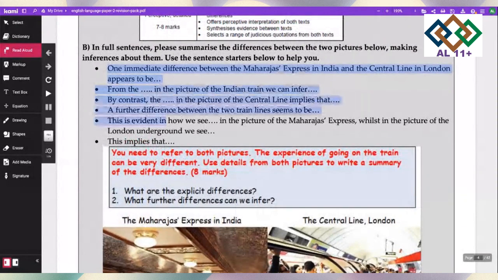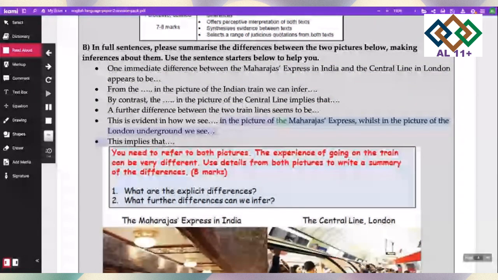One immediate difference between the Maharajas Express in India and the Central Line in London appears to be, from the picture of the Indian train, that we can infer. By contrast, the picture of the Central Line implies that a further difference between the two train lines seems to be in how we see the picture of the Maharajas Express, whilst in the picture of the London Underground we see. This implies that... Write in full sentences in your books.